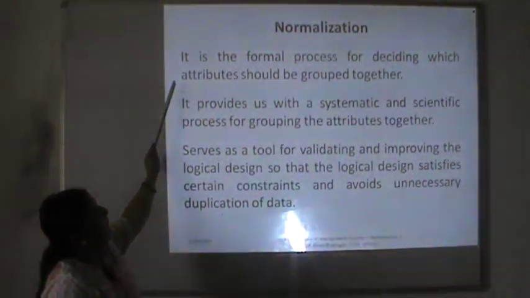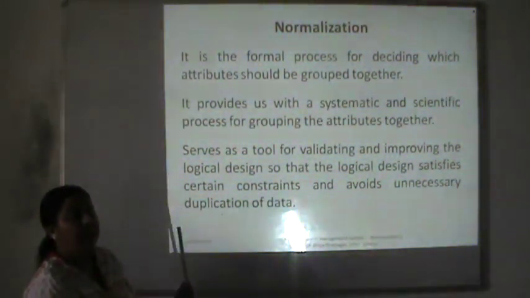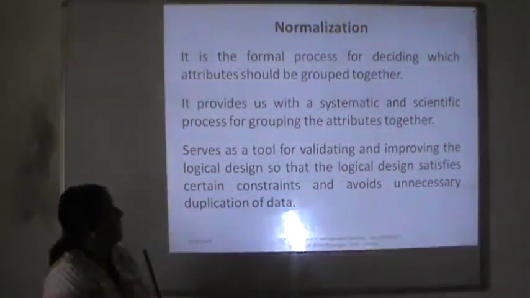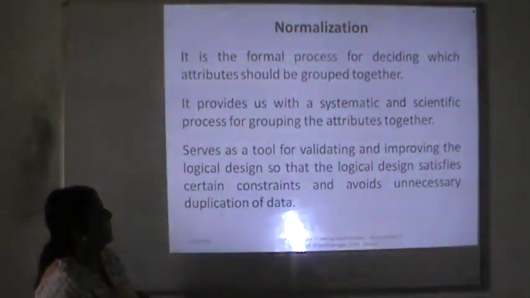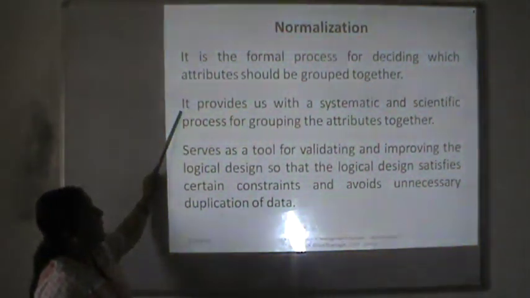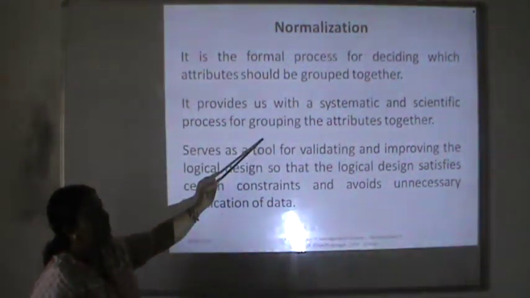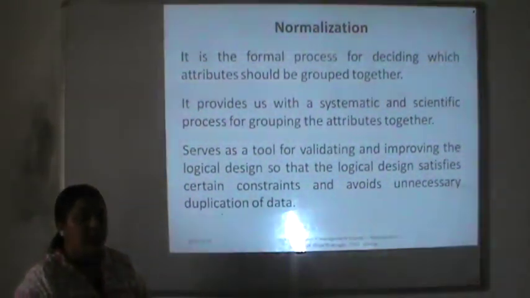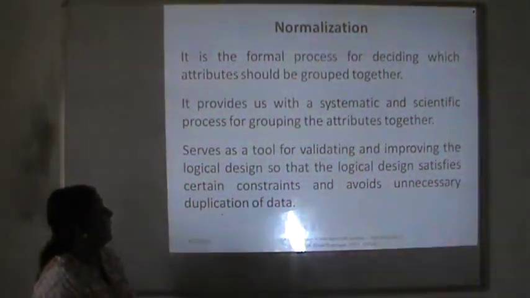Now, here, normalization is the formal process with the help of which we can decide how the attributes should be grouped together in order to form a good database design. So we will normalize our relations. We will go through the process one by one. It provides us with a systematic and scientific process for grouping the attributes together. So it is based upon certain criteria, certain rules, dependencies, etc. to form a good database design.